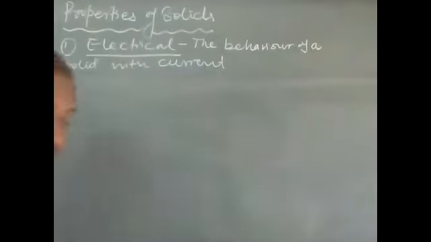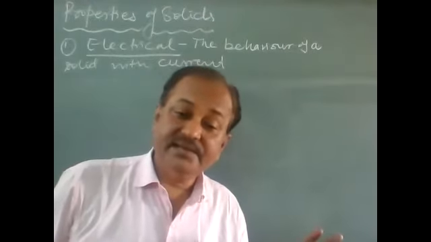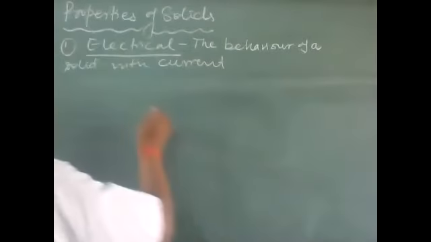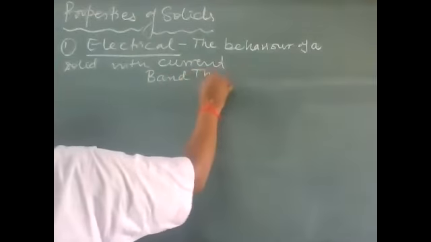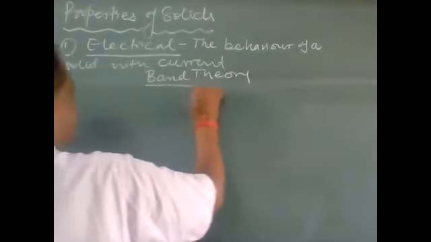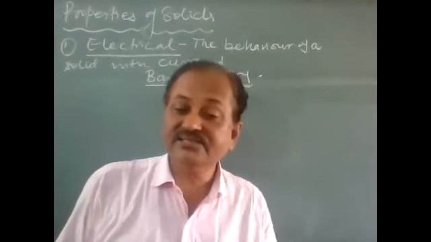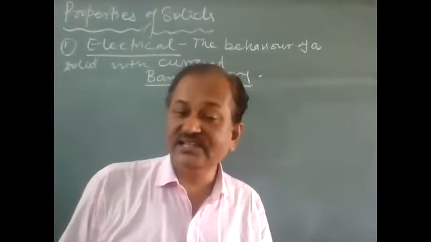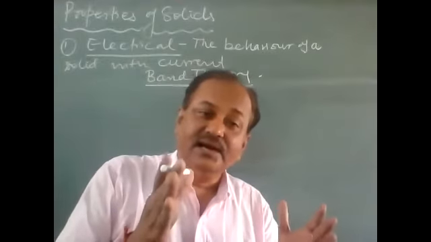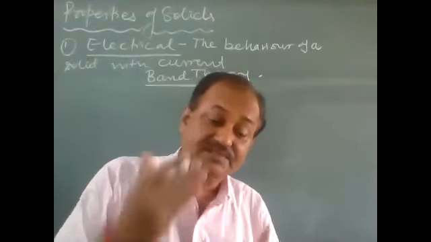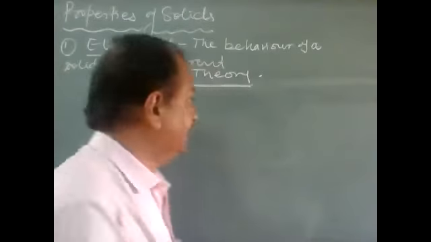And so children, the solids have been classified into three categories by a theory, by a concept called band theory. So band theory explains that the solids have two bands. Bands means certain prescribed regions in which the flow of electrons takes place.